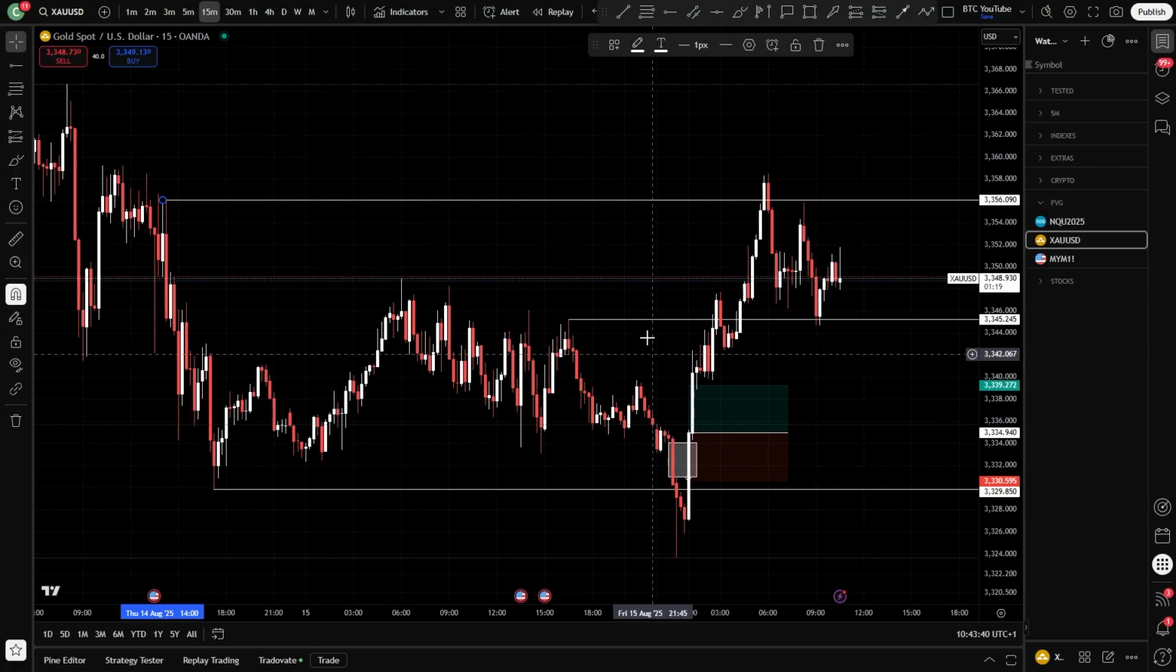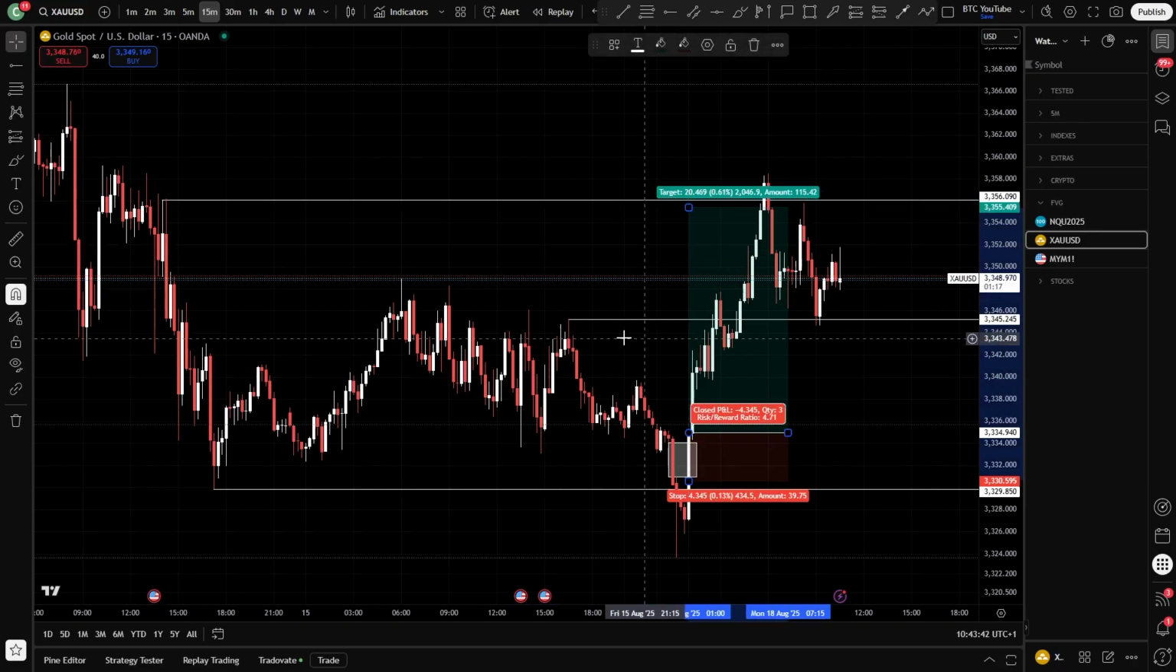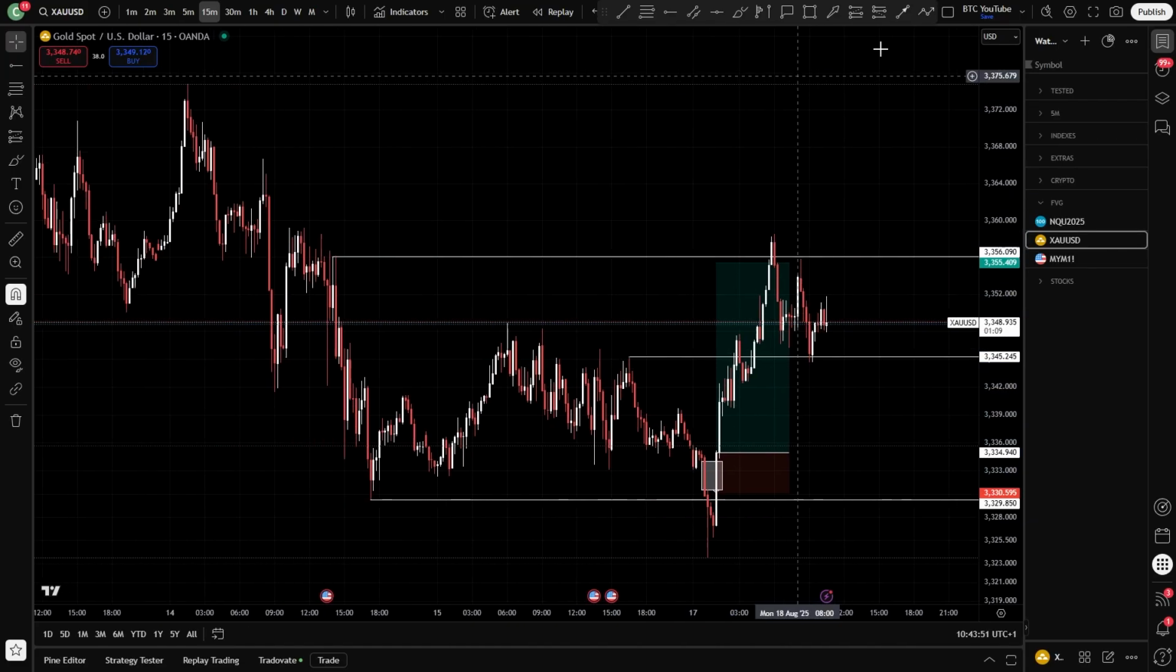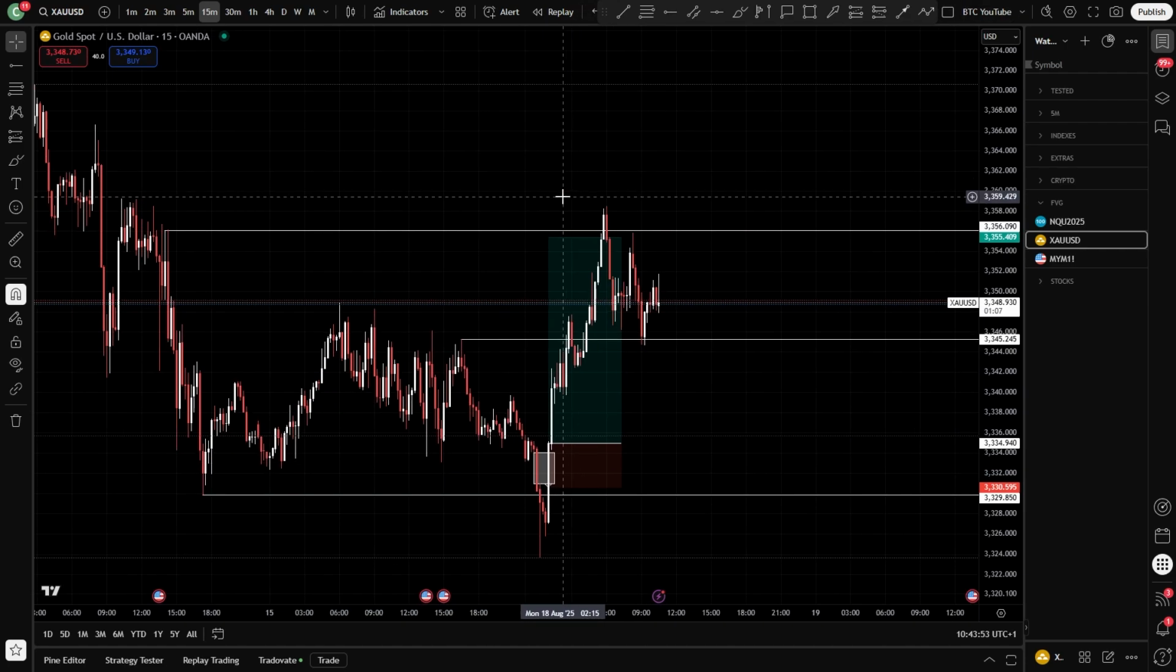You can see you could have taken profit here and here. This would have been a nice 1-to-4, 1-to-5. Obviously, if you scale half at 1, half at 2, and then half at like 3 or 4, it's about a 1-to-2 overall. But overall, absolutely amazing strategy. Works on a multitude of different pairs.